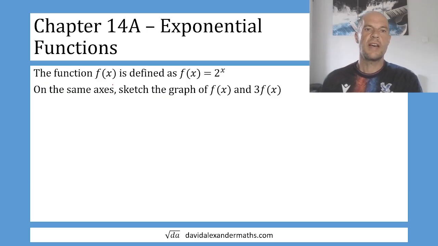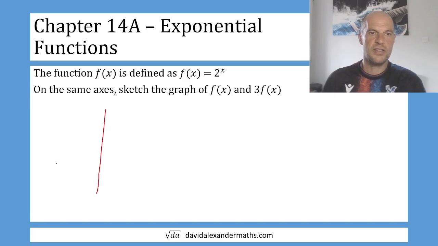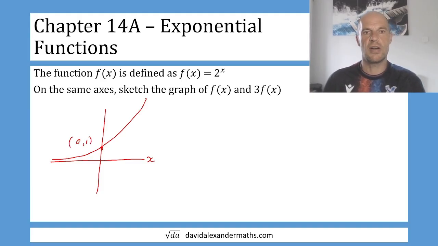The function f of x is defined as f of x is 2 to the x, and on the same axes we need to sketch 2 to the x and 3 times f of x. Okay, so 2 to the power of x we know goes through 0, 1. The x-axis is an asymptote, which I may not have mentioned before and probably should have done actually. So all we need to show is that it's going through the point 0, 1, and it's going upwards, getting steeper and steeper like any exponential curve will do.